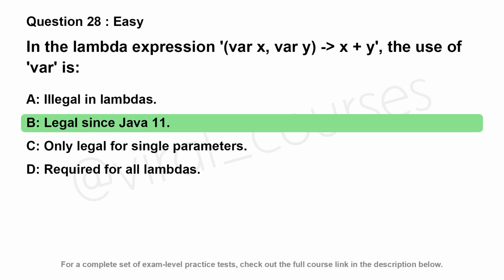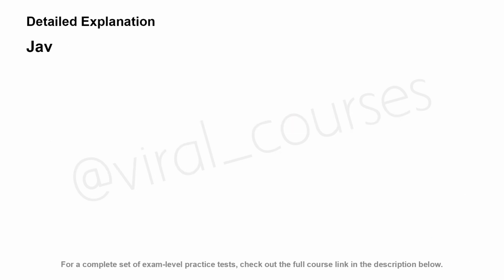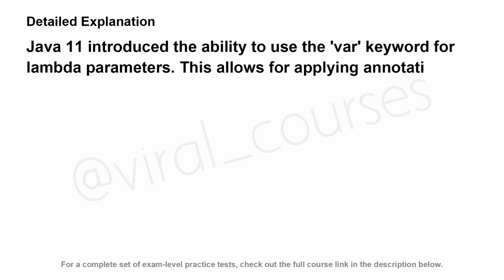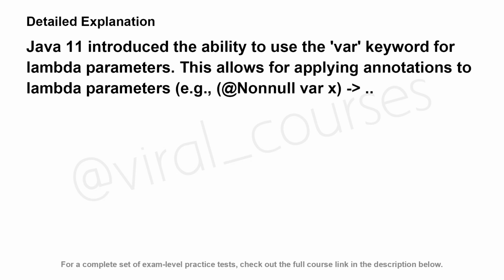The correct answer is B. Java 11 introduced the ability to use the var keyword for lambda parameters. This allows for applying annotations to lambda parameters, e.g., @NonNull var x.